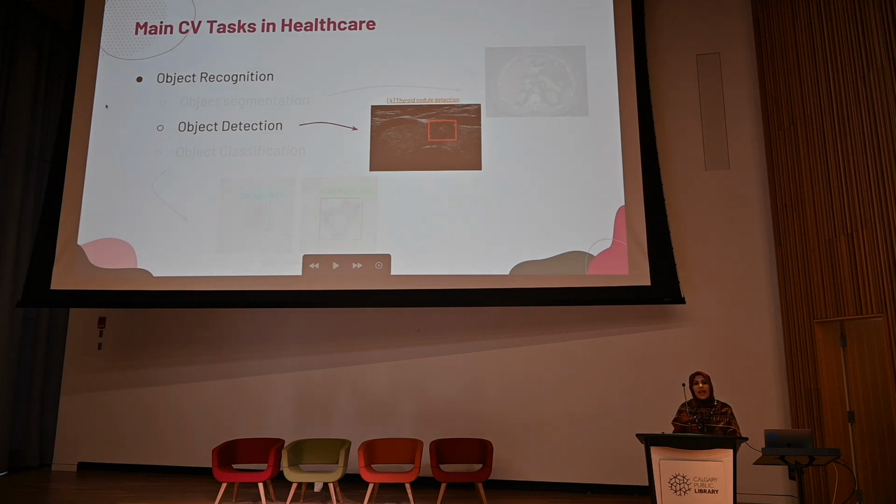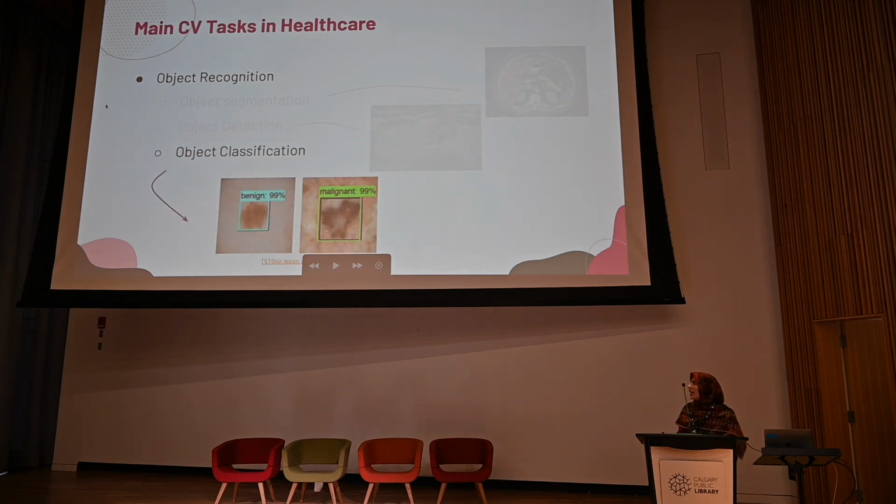All right. Next task is object detection, which means putting a bounding box around objects to show where the objects are in the image. As an example, you can see a thyroid ultrasound image with a detected nodule in the isthmus area here. All right. Next is object classification, which means each object belongs to a category. Here you can see two skin lesion images with classification results. One is highly possible to be malignant, and the other one is highly benign.